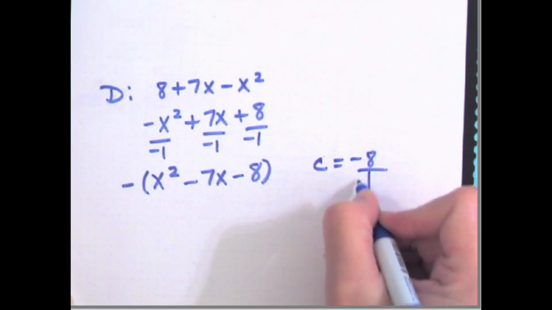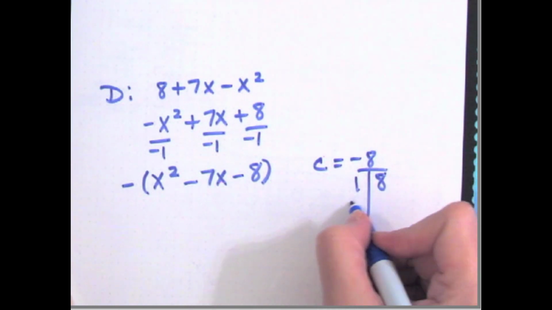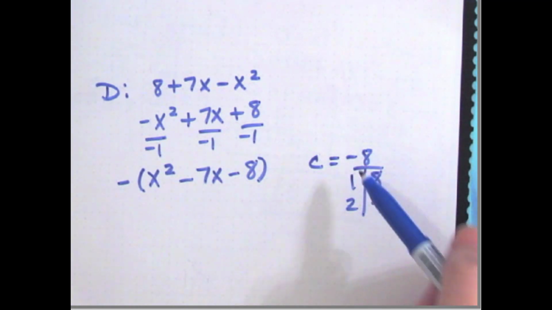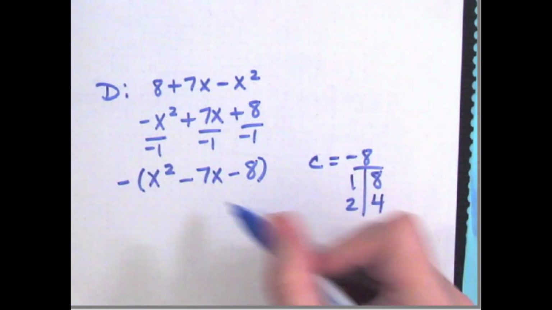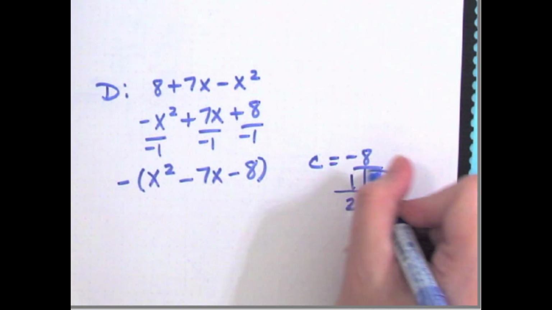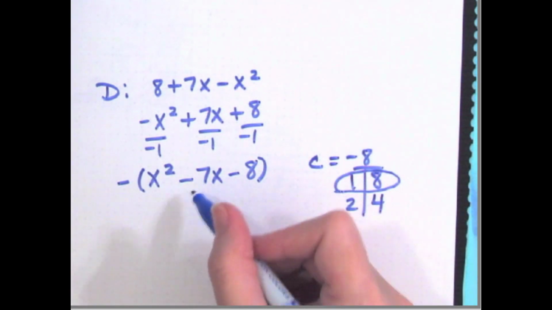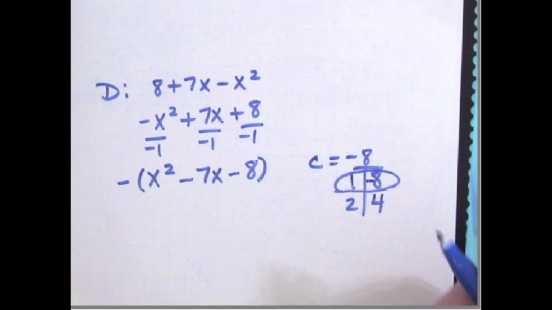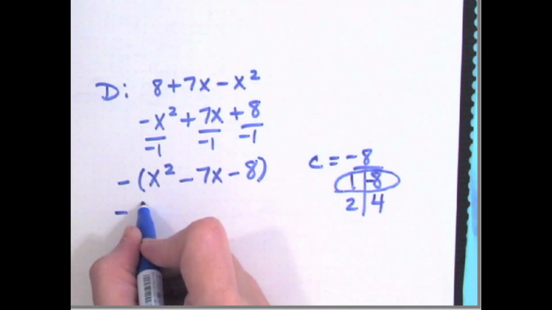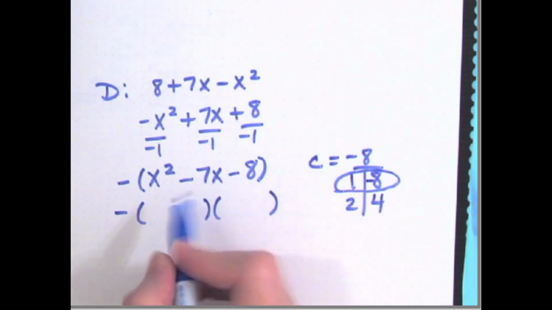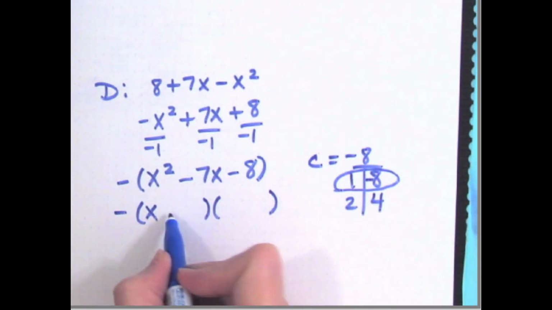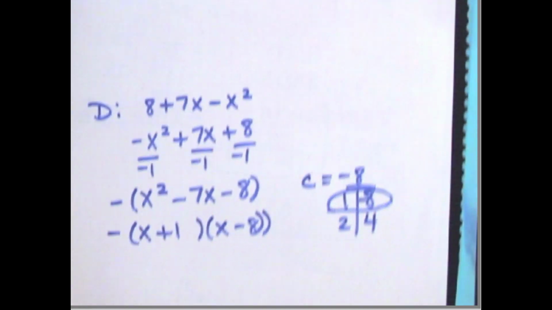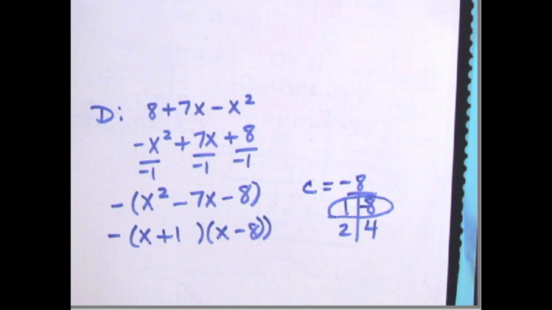So we need factors of 8, 1 times 8, 2 times 4. Since that is negative, we are looking to subtract those factors to get 7. So 1 and 8 would be the correct combo, but we need a -7, so our larger number needs to be negative. So now we know what our factors are going to be in our binomial. We'll have x plus 1 and x minus 8. So that's what we're going to put in the denominator.